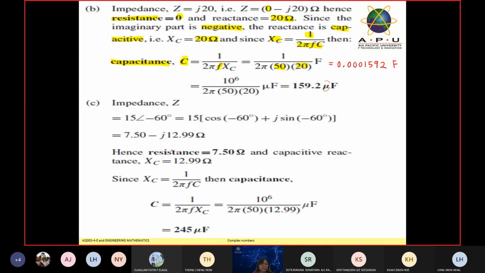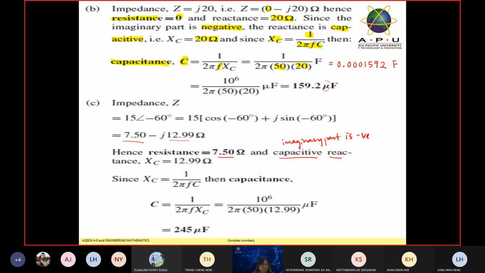Then next we identify the reactance. As I said, the real part is the resistance, and the imaginary part is the reactance. Since the imaginary part is negative, we have capacitive reactance. That's why it's capacitive reactance. So the reactance is 12.99.